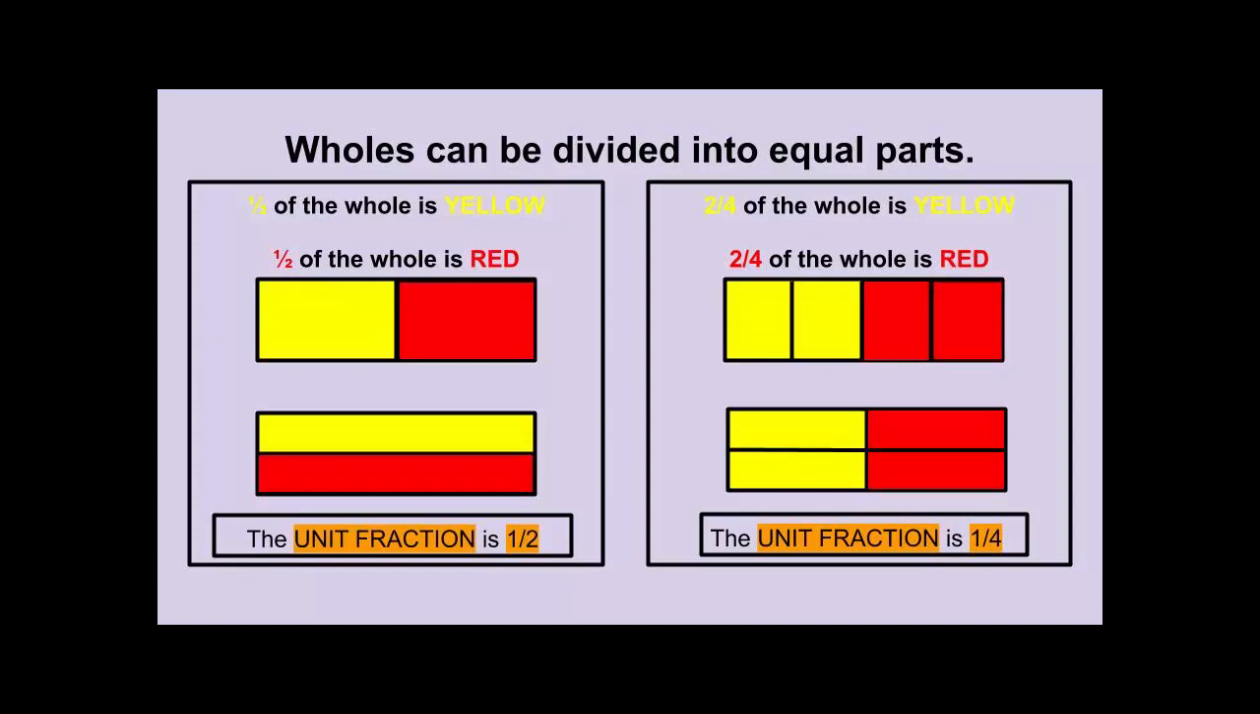In the second box, the rectangle is divided into 4 parts. We can see that 2 of the parts are yellow and 2 of the parts are red. So 2/4 of the rectangle is yellow and 2/4 of the rectangle is red. The unit fraction is 1/4. A unit fraction always has 1 as the numerator, and these particular rectangles have 4 parts, so the unit fraction is 1/4.